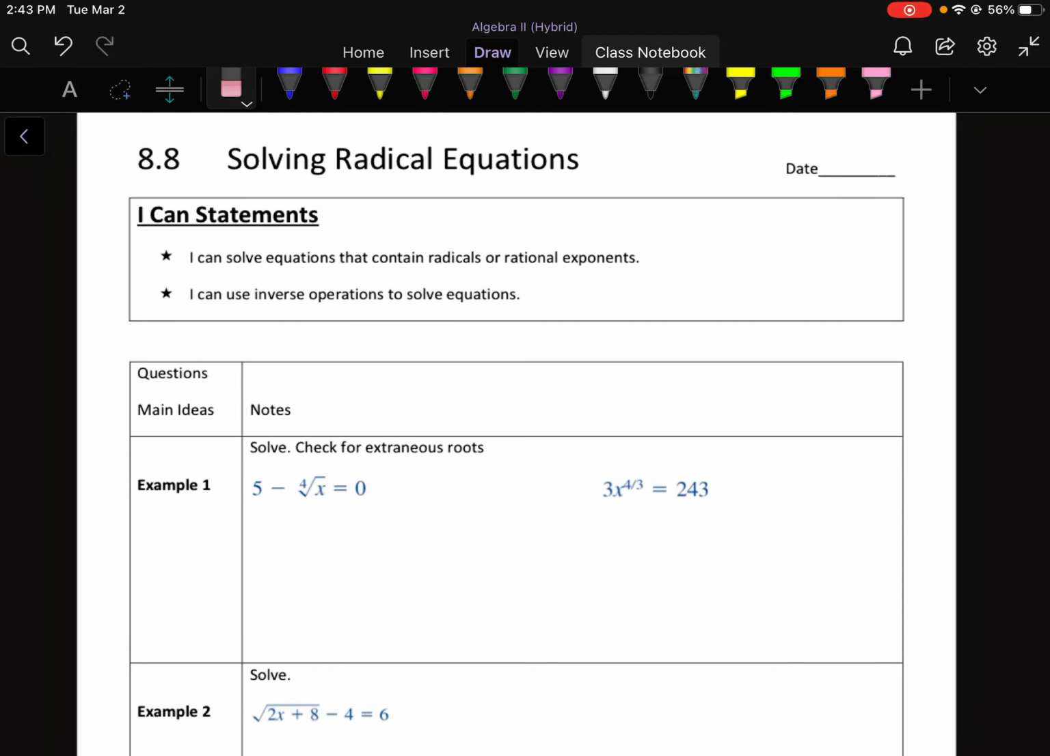All right, here we go. Section 8.8, solving radical equations, day 1.